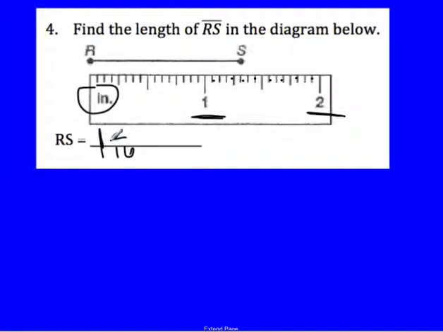So my fraction is going to be out of 16. So let's count how many we use. We have 1, 2, 3, 4, 5. So the S hits at the 5th dash. So we have 1 5/16. And we want to label that inches. Make sure that none of our fractions can be reduced, and they can't. So 1 5/16 is our final answer.